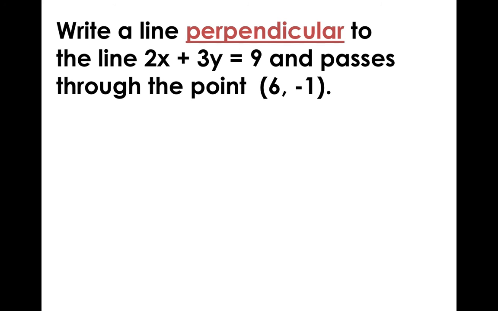Let's look at this problem. We still want to do perpendicular, and it says write a line perpendicular to the line 2x plus 3y equals 9 and passes through the point 6, negative 1. Well, let's look at it. First of all, is my equation 2x plus 3y equals 9 in slope-intercept form? Meaning, is my y isolated? No, it is not. Look at all this on this left side.